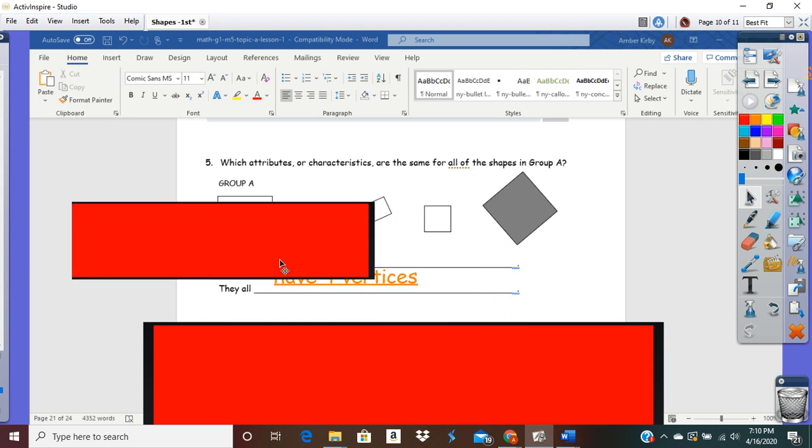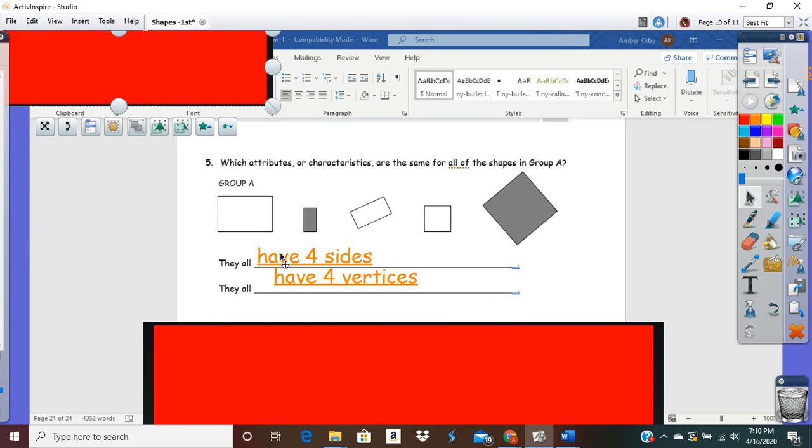Well, I hope that you notice that they all have 4 sides. Did you notice that all these shapes have 4 straight sides? And they all have 4 vertices, see, or angles. 1, 2, 3, and 4. And guess what? Yes, those angles are the special square corners because they form that L shape. All right? That's what attributes are the similar or the same.